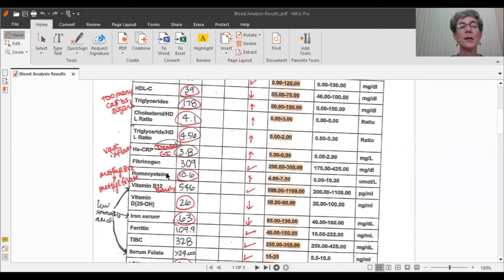So homocysteine is actually a marker for methylation. And I know most of you do not know what methylation is, but methylation is something that we do to some of our vitamins to make them useful for us.